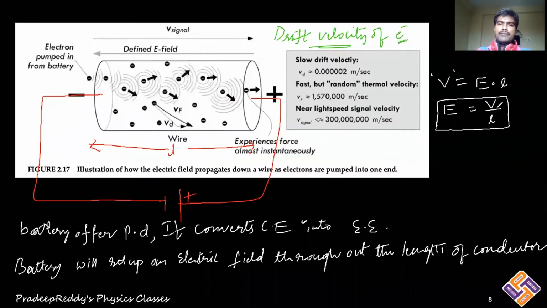And as you are connecting the battery to this conductor, the battery will set up an electric field in the direction from positive to negative. So the electric field is in this direction. Electric field direction I am representing in this way. This is the direction of the electric field. It is from the positive terminal of the battery to the negative terminal of the battery.